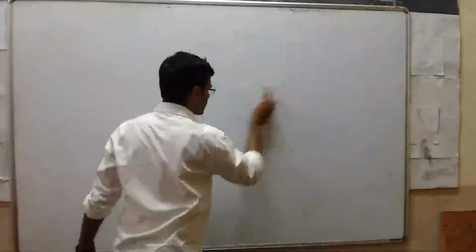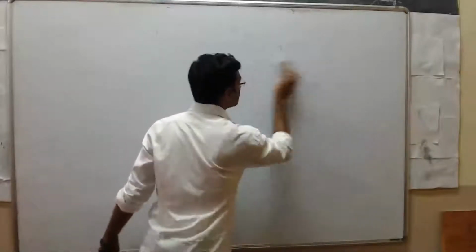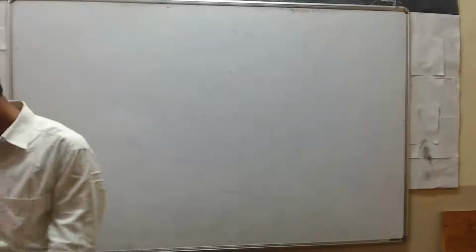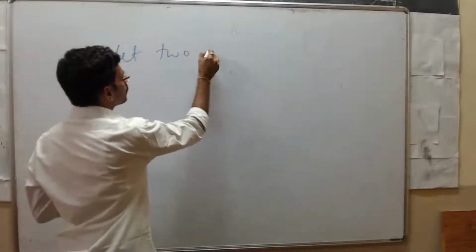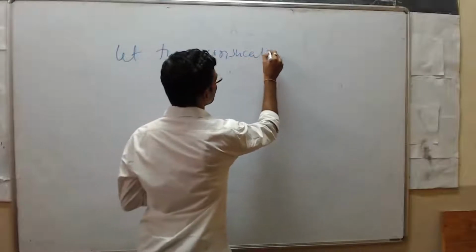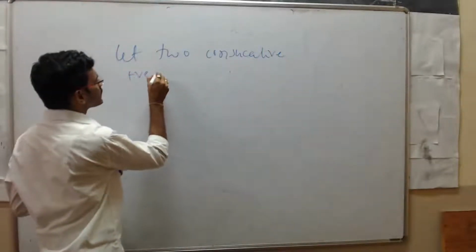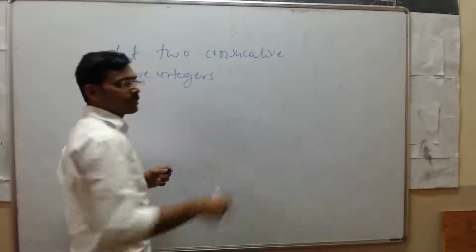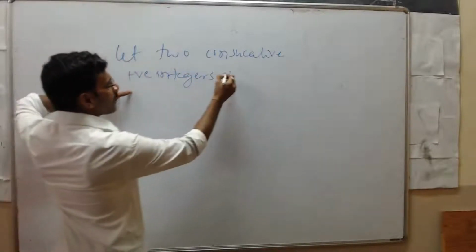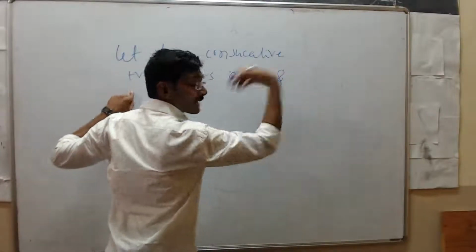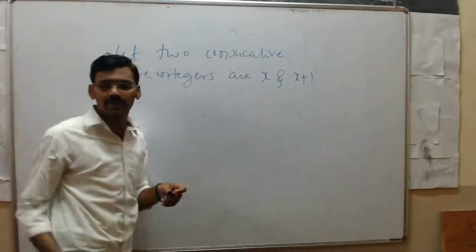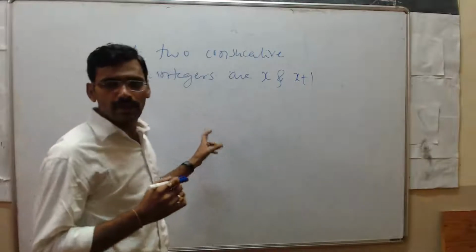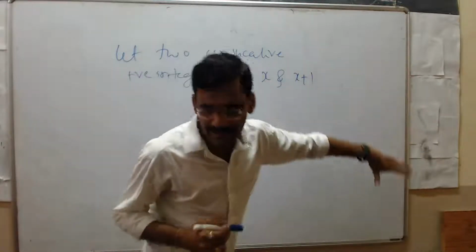Therefore, select 2 consecutive numbers. Let the first number be x. The 2 consecutive positive integers: the first one is x, and the next term continues, so it is x plus 1. You won't make a mistake, it is 1 more. The first integer is x, the second is x plus 1.